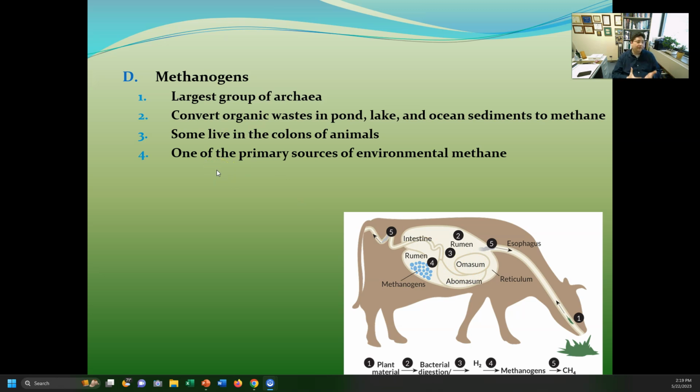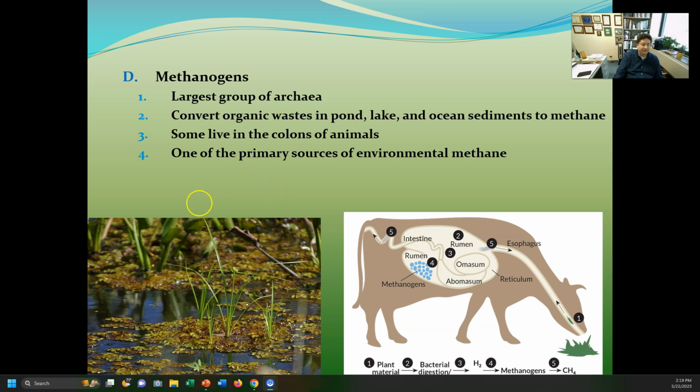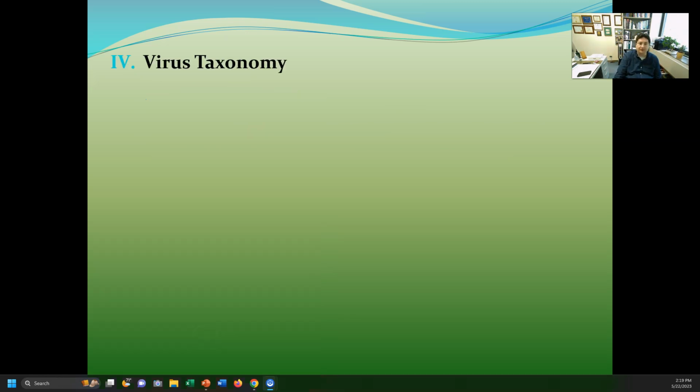When they break down this waste, they release methane into the environment, and this is one of the primary sources of environmental methane. So if you ever see a pond like this and you're just watching the pond and suddenly you see little bubbles, a little bubble appears on the surface, that's often or likely methane gas being released from this decomposition, from these methanogens, and then it makes its way to the surface and bubbles up where it's released into the atmosphere.